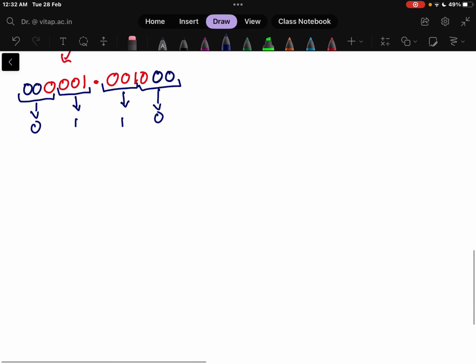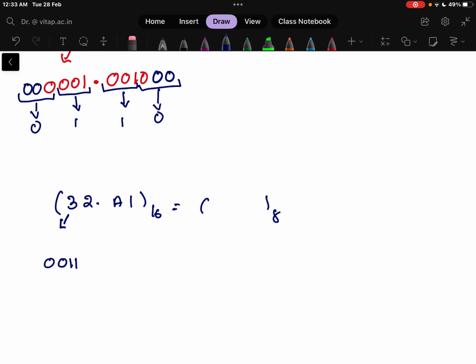Let us take another example. If I take 32.A1 with base 16, what is the equivalent in octal number system? How to do that? Here I have to represent 3 as a 4-bit equivalent. So it will be 0011, that is 3. Then 2 will be 0010. Then after the point, A is 10, so that is 1010, and 1 is 0001.